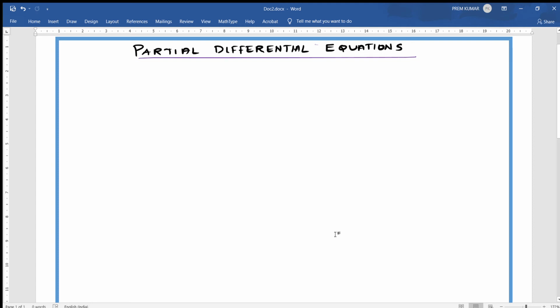In this session, we are going to first discuss the basic definition of a partial differential equation. After that, we are going to see some common types of partial differential equations and their applications. After that, we are going to see how we derive a partial differential equation by eliminating arbitrary constants and arbitrary functions. These are the things we are going to discuss in this session.